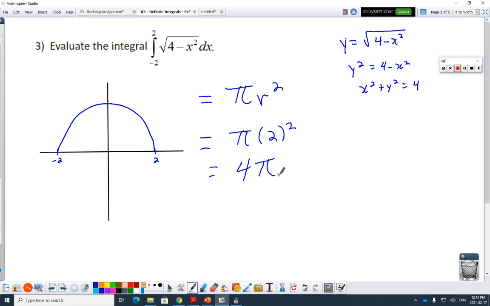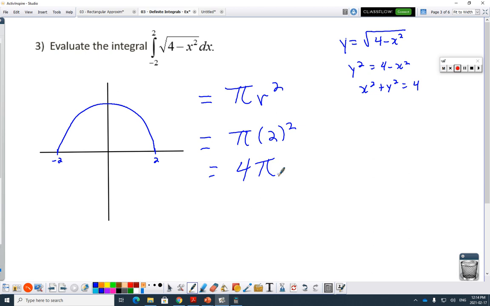You could get a decimal there, but 4 pi is just so much easier to write. I don't have to write 12.56 all the time. The area under the square root is 4 pi. And stuff like that boggles the mind.